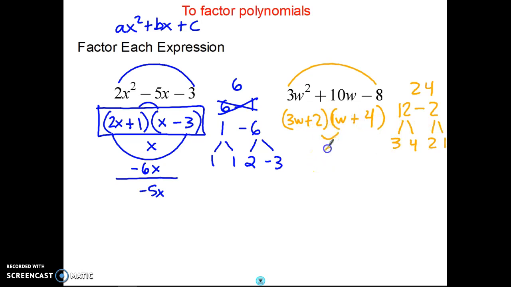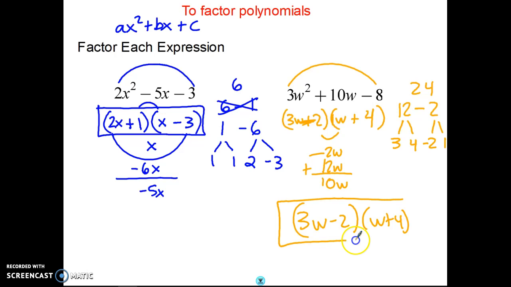Check the inner product. 2w, 12w. That's, oops, should be a negative 2. I apologize. I forgot that. So let me fix that here. This should be a negative 2. So negative 2 plus 12 gives me positive 10w. That's right. So my factorization, I'm just going to write it neater down here. 3w minus 2, w plus 4 is my answer for that factorization.